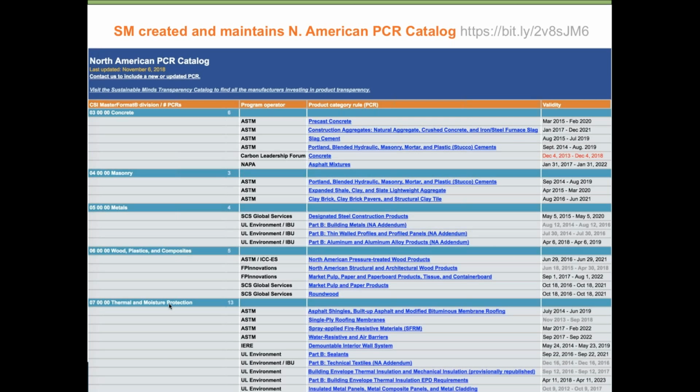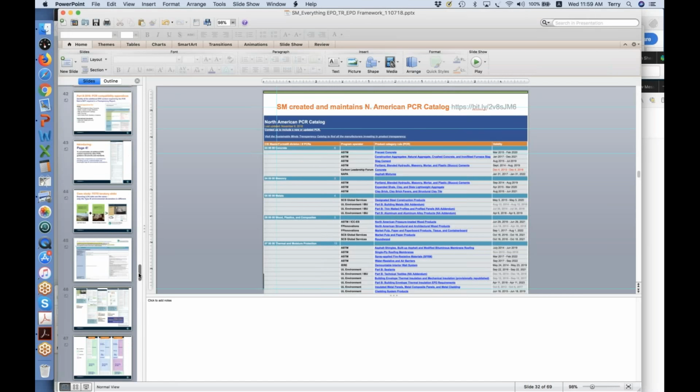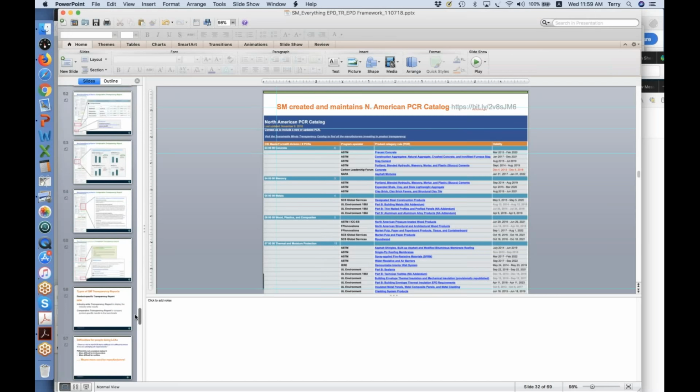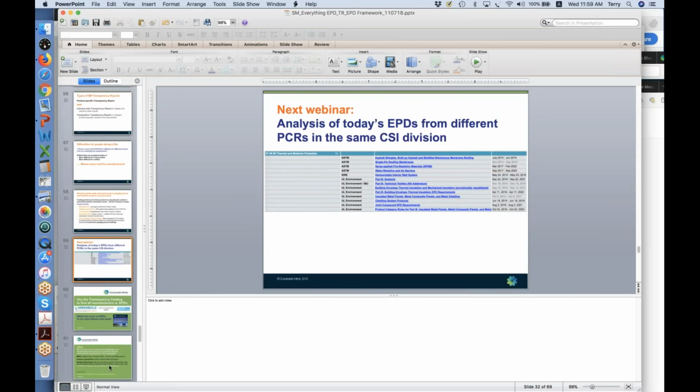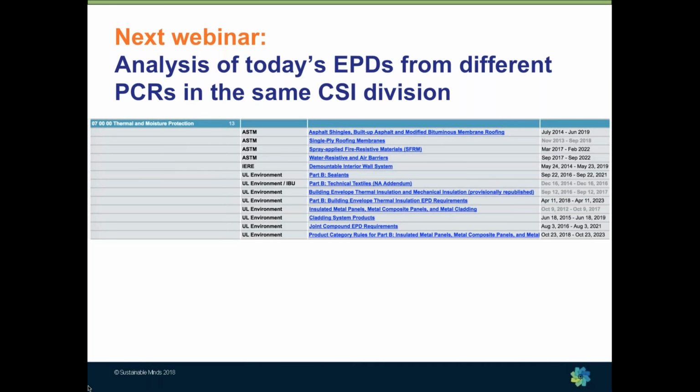So we started tracking every PCR and organized it by CSI MasterFormat Division, who's the program operator, the validity dates. And on our next webinar, what we're going to do is look at the EPDs of today. So what's changed between when we started and where we are today.